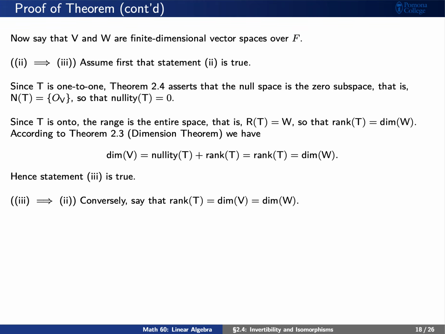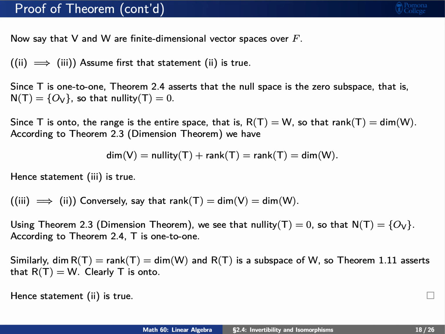Conversely, we'll prove that statement 3 implies statement 2. So let's assume that the rank of T is equal to the dimension of V is equal to the dimension of W. Using the dimension theorem, we now see that the nullity has to be 0. Again, remember that the dimension of V is the nullity plus the rank, but if the dimension of V equals the rank, then the nullity must be 0. Hence showing that the nullity must be the trivial vector space. So this means that T is 1 to 1.